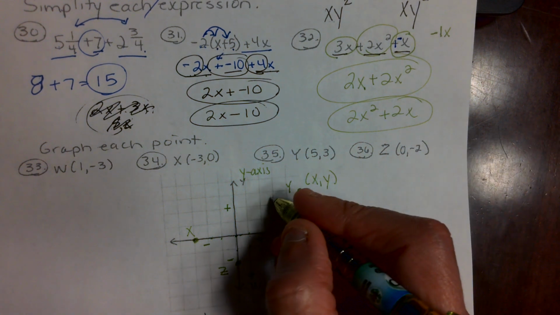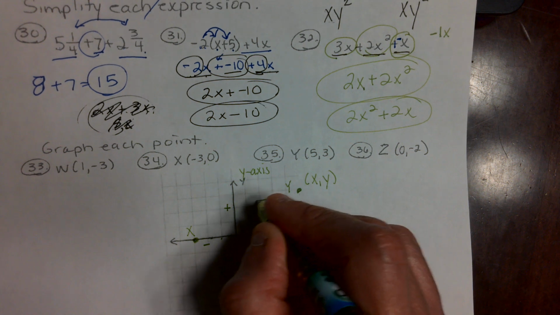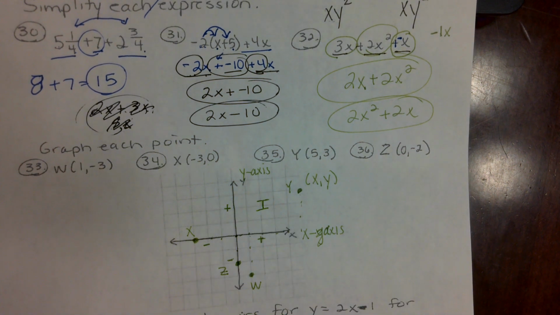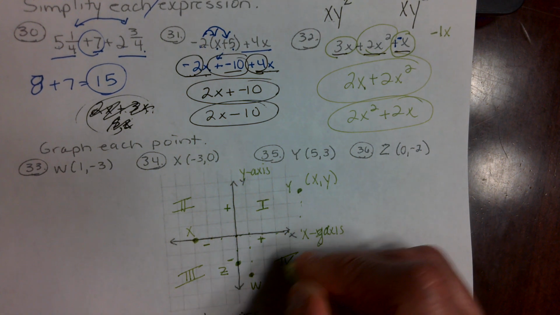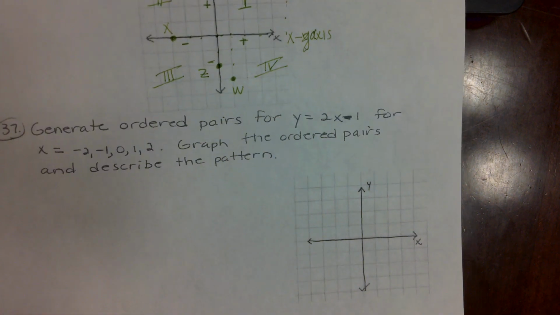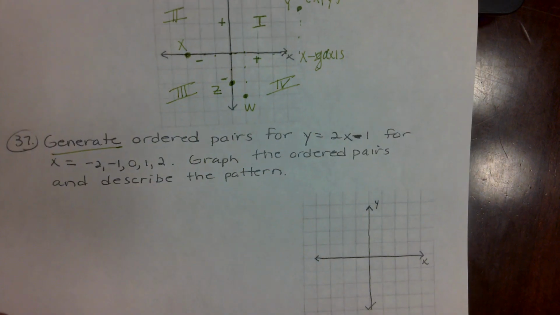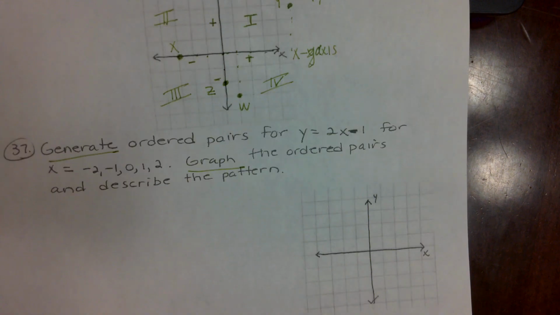What quadrant is this? Good. First, then we go counterclockwise. Second, third, and fourth. Generate ordered pairs and graph them.